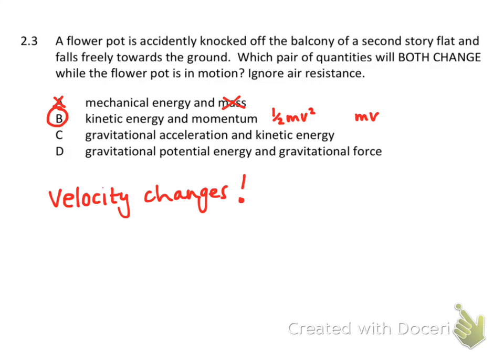Let's have a look at C and D quickly. C, gravitational acceleration. That's constant, so that won't change. So C can't be the correct answer. And then D, gravitational force. That again won't change, and so D can't be the correct answer. So 2.3, the correct answer is B.